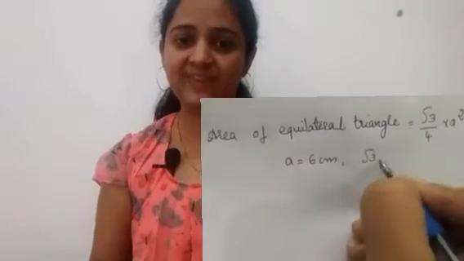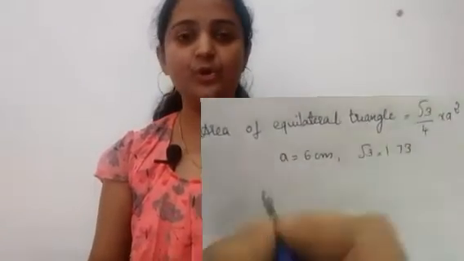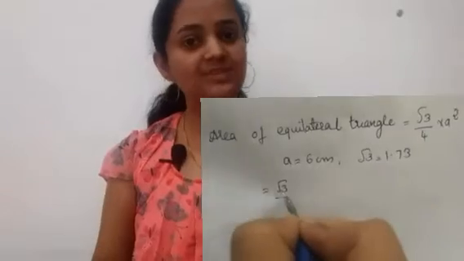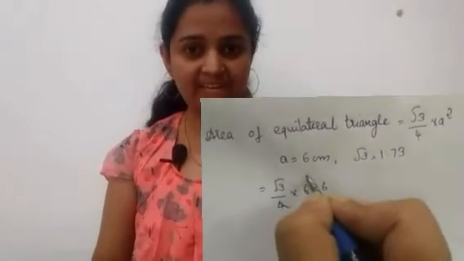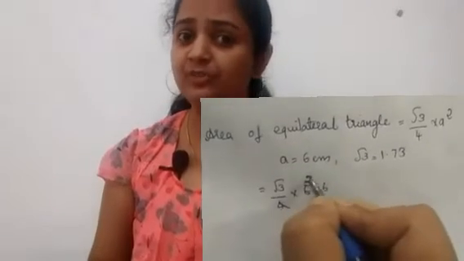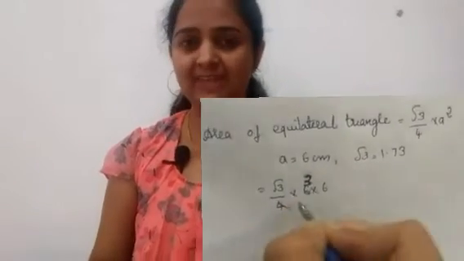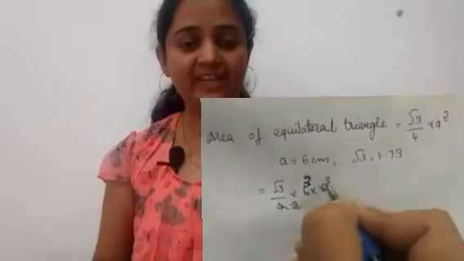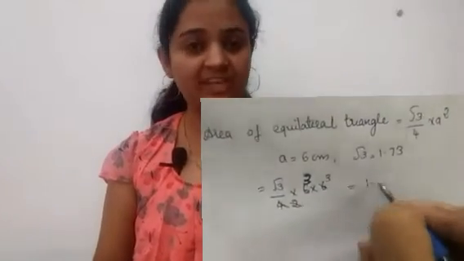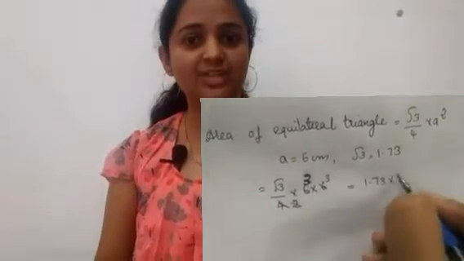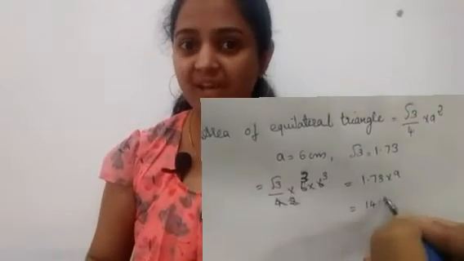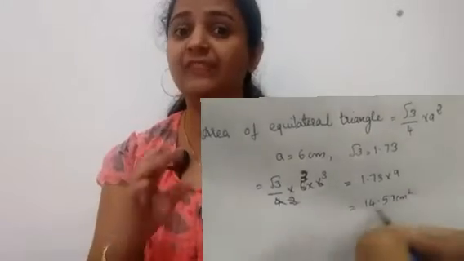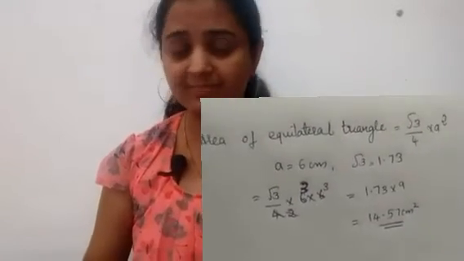Area of equilateral triangle is equal to root 3 by 4 into 6 into 6. Simplifying that we will obtain, we know that the value of root 3 is 1.73. By simplifying we will get 1.73 into 9, that is equal to 14.57 centimeter square. So we obtain the area of equilateral triangle also. Next we have another 2 more triangles.